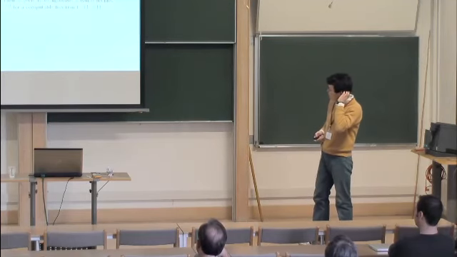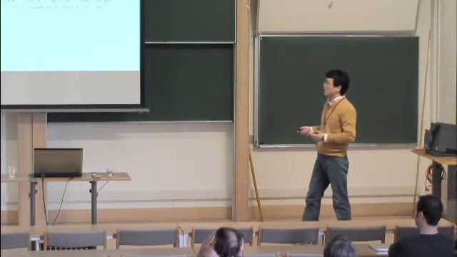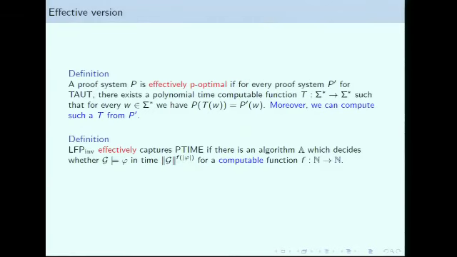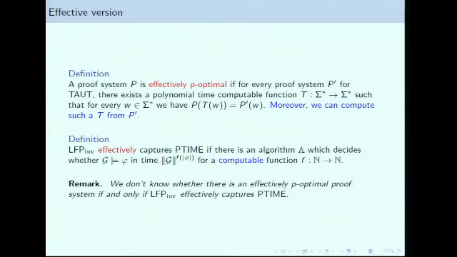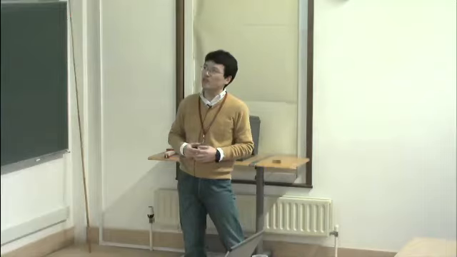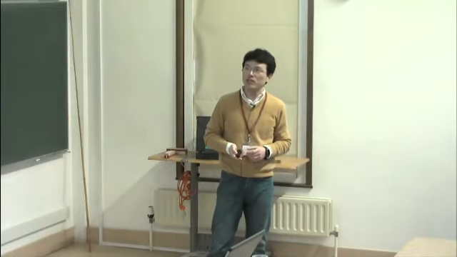On the logic side, we can also say LFP-invariant effectively captures P time if there is an algorithm A which decides whether G satisfies phi in time |G| to the power of f(|phi|), for a computable function f. Originally we don't have this computability condition. Here I require f to be computable. But the bad thing is we don't really know whether these two things are equivalent: there is an effective p-optimal proof system if and only if LFP-invariant effectively captures P time, because of some very strange or subtle technical conditions.